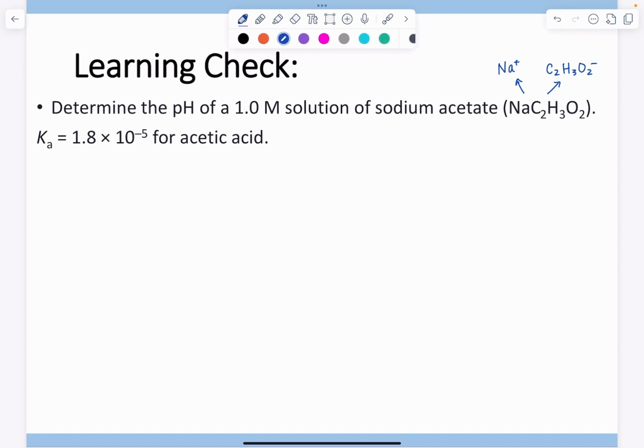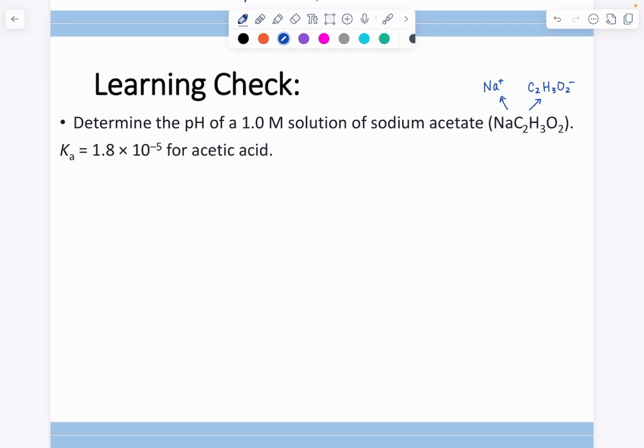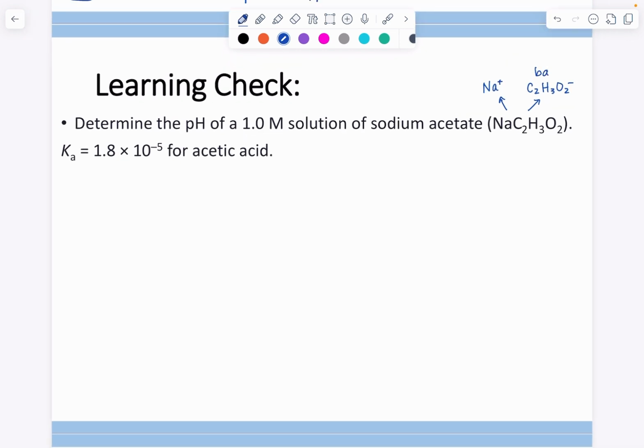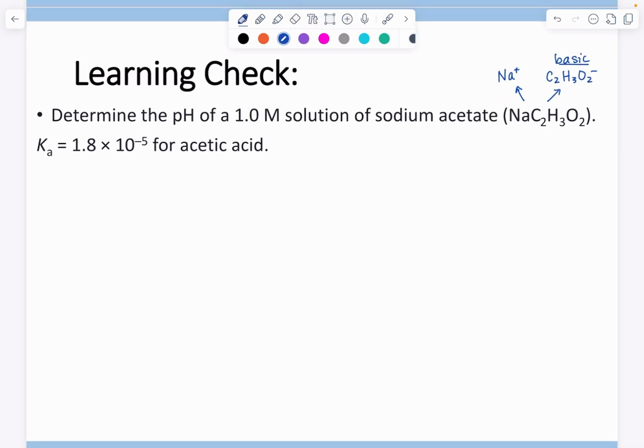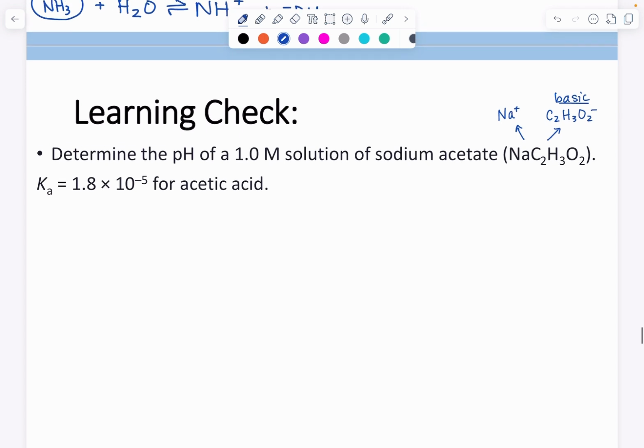It is the counter ion for strong base sodium hydroxide, so that doesn't have acid or base properties. But C2H3O2 minus is the conjugate base of acetic acid. It's negatively charged, so it's going to be basic. So we have a basic solution. And then we're given some information about acetic acid. Now I know you don't have the formula for acetic acid, so I will give that to you here.